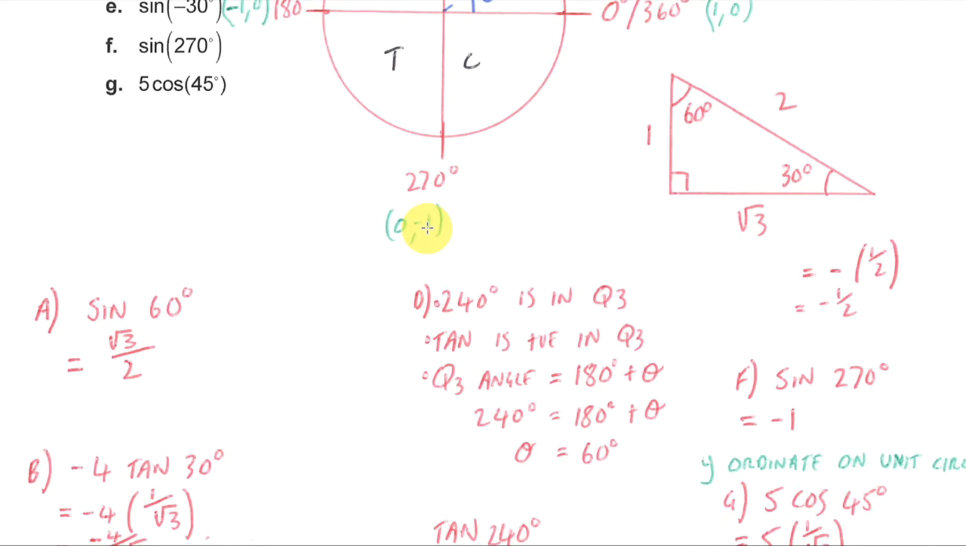So for 270 degrees, what I'm able to work out is that cos of 270 degrees is equal to 0, because cos is equal to x, and sine of 270 degrees is equal to negative 1, because sine is equal to the y value. So sine of 270 degrees is equal to negative 1 exactly, and that's from the unit circle. We say it's the y ordinate of the unit circle.